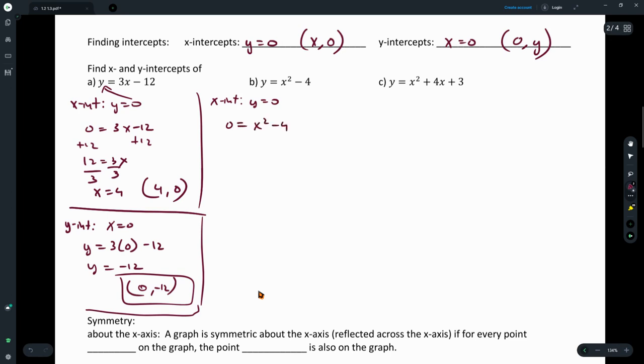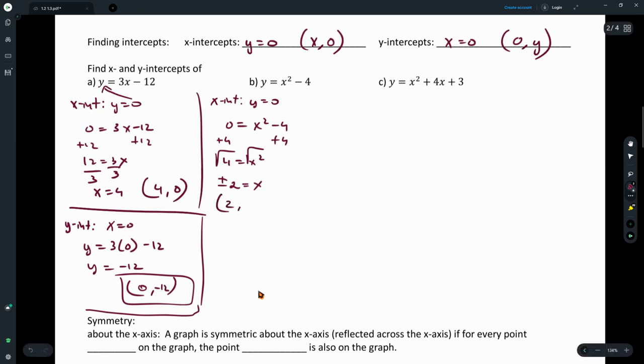Right, so this one you can just add 4 to both sides. So I have 4 is equal to x squared. And to solve for this, I square root both sides. So I get positive and -2 is equal to x. So here, remember when you square root, you get a positive and a negative. So you get two different values for x, okay?